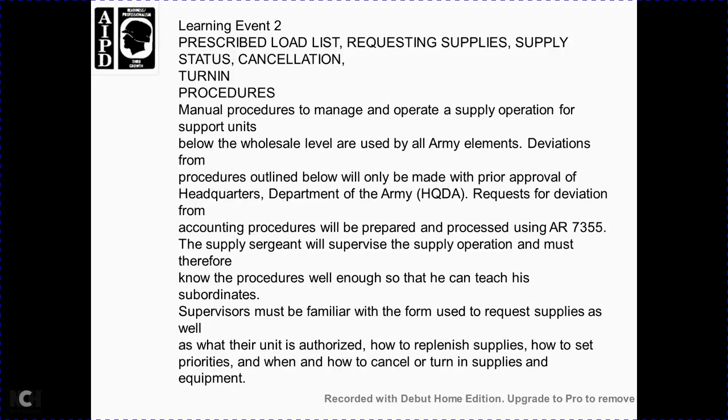Manual procedure for the operator with the supply operation with the support unit. The army element deviation procedure is outlined below. Only with the approval of the headquarters department, the army headquarters records the deviation from the procedure, prepared with the process for the AR 735-5, with their supply sergeant supervising the supply operation.